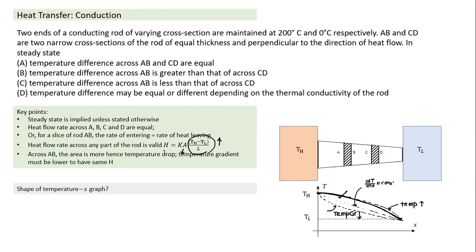I hope all are understood. The heat flow rate is the same. With x, the area decreases. If the area decreases, the temperature gradient must increase. If the temperature gradient must increase, it means the slope of this curve must increase with x, in magnitude. Of course, the temperature is falling; we are talking about the rate of change.